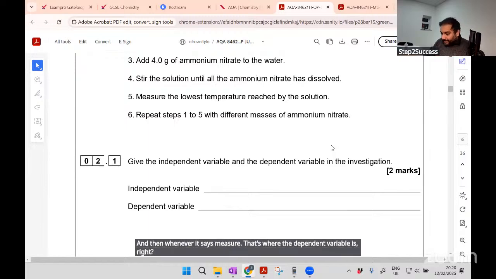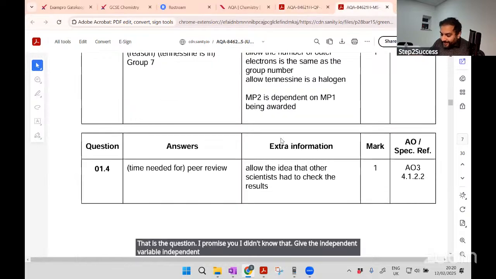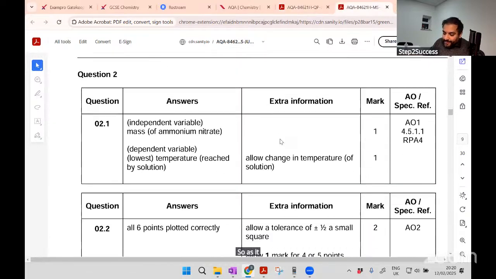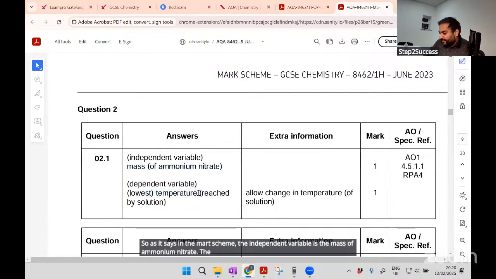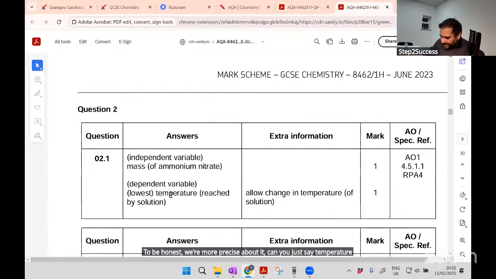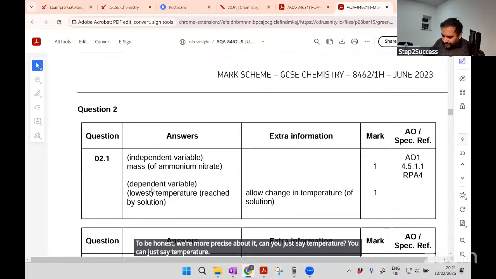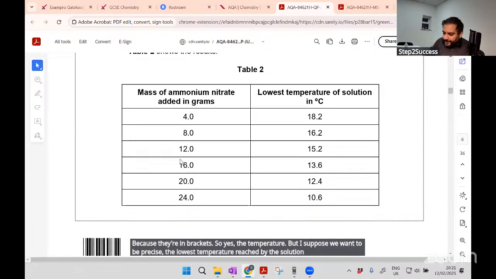That is the question, I promise you, I didn't know that. Give the independent variable and dependent variable in the investigation. As it says in the mark scheme, the independent variable is the mass of ammonium nitrate. The dependent variable is the temperature, essentially. Can you just say temperature? You can just say temperature because they're in brackets. But I suppose we want to be precise: the lowest temperature reached by the solution.